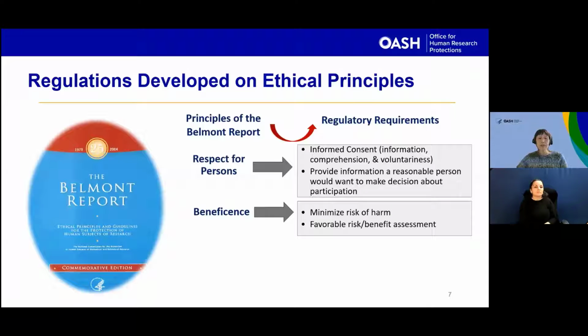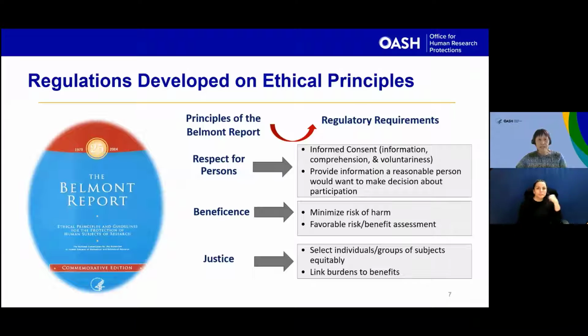The second principle in the Belmont Report is beneficence. That is maximizing the good and minimizing the harm, right? So we have in the regulations requirements that research minimize risks of harm to prospective participants or to participants, and that it balance the risk and the benefit. Last but not least, the principle of justice, which is translated into an equitable selection of subjects, and that also requires us to link burdens to benefits as we think about how we recruit and who we recruit as subjects for our research.